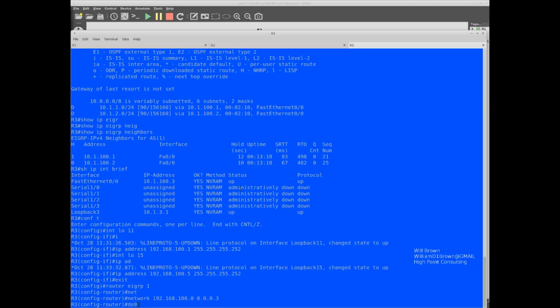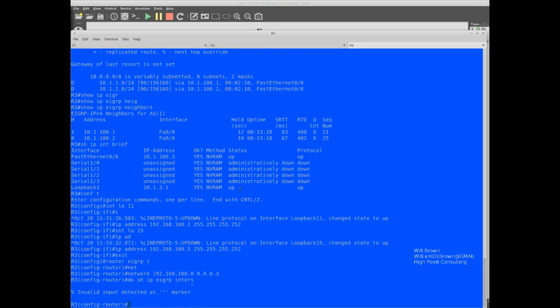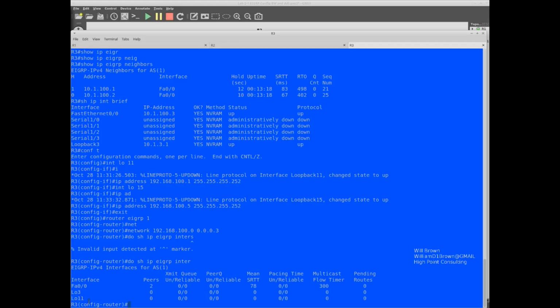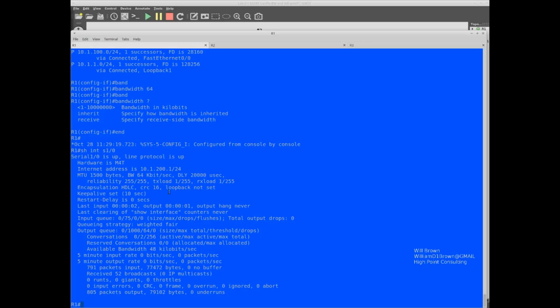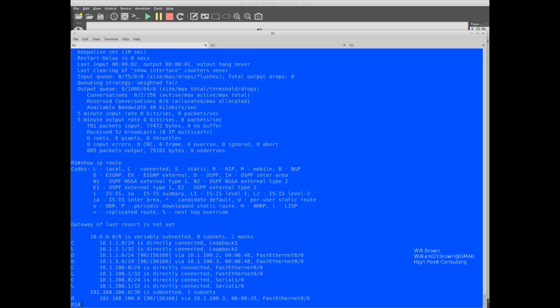And let's just do a quick show IP EIGRP interfaces. Okay, sure enough, there's loopback 11 participating in EIGRP now. And let's go back, and now when we go to router 1 and say show IP route, oh, sure enough, now DUAL with EIGRP is showing us that 192.168.100 network. So we've got that.